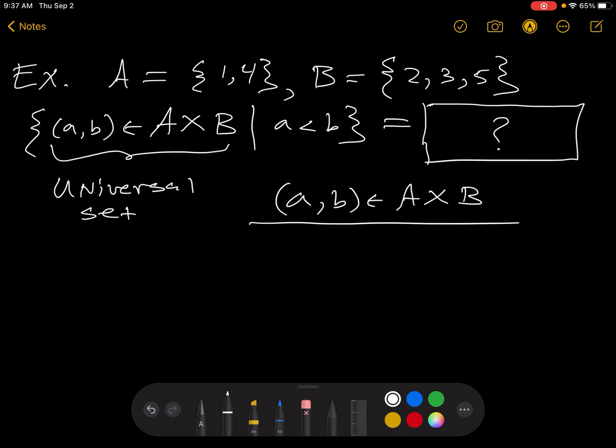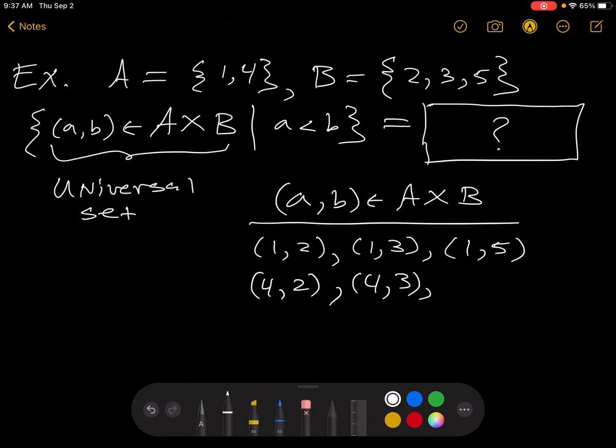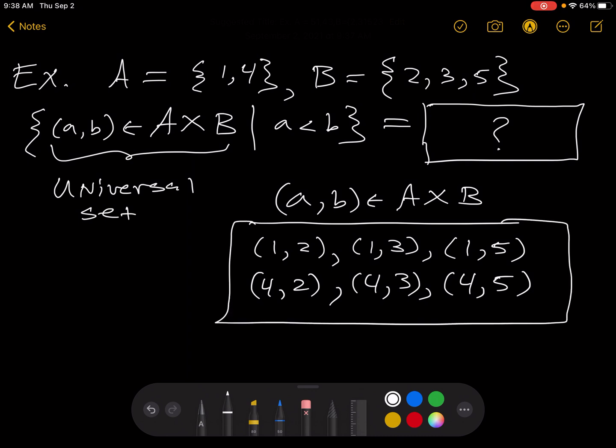So let's write all these out. You have 1 put together with 2, 1 put together with 3, and 1 put together with 5. And then you also have 4 put together with 2, 4 put together with 3, and 4 put together with 5. All right, so now we know our universal set. If you want to put them in a box, now it feels more like a universal set, U. That's perfectly fine.